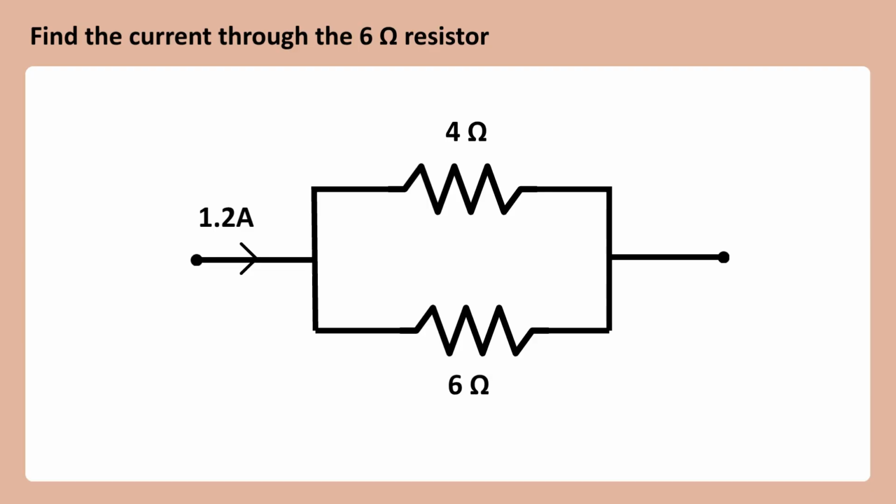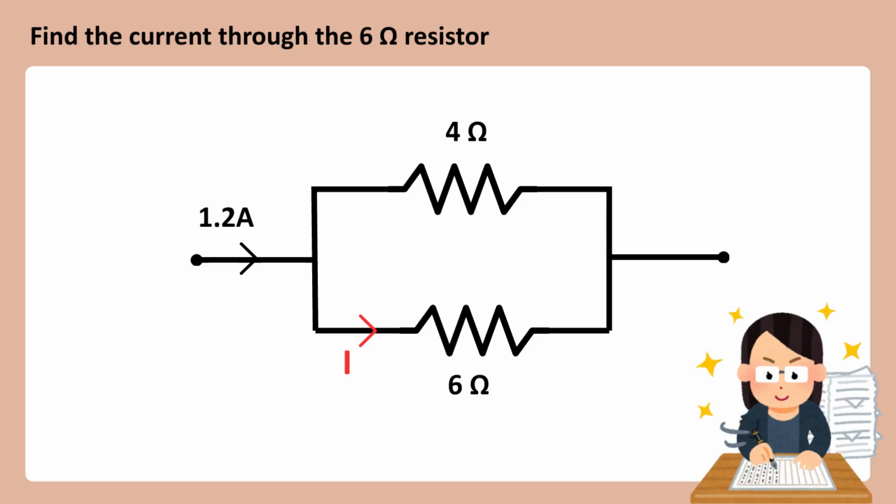In today's video, we're solving an important circuit problem. We have a circuit where a 4 ohm and a 6 ohm resistor are connected in parallel. The total current entering the branch is 1.2 amps. We need to calculate the current flowing through the 6 ohm resistor. How do we solve this? Let's break it down, step by step.